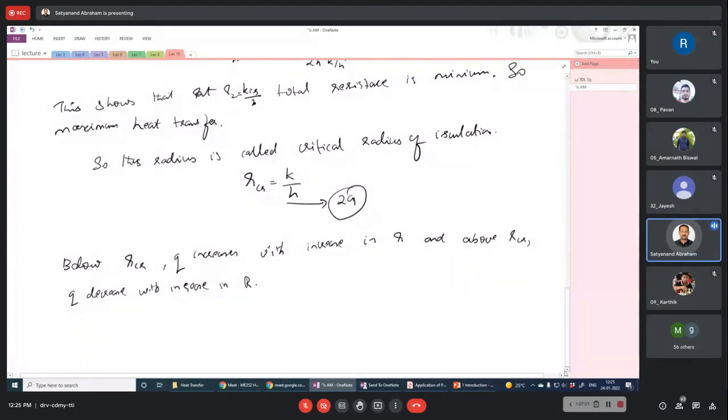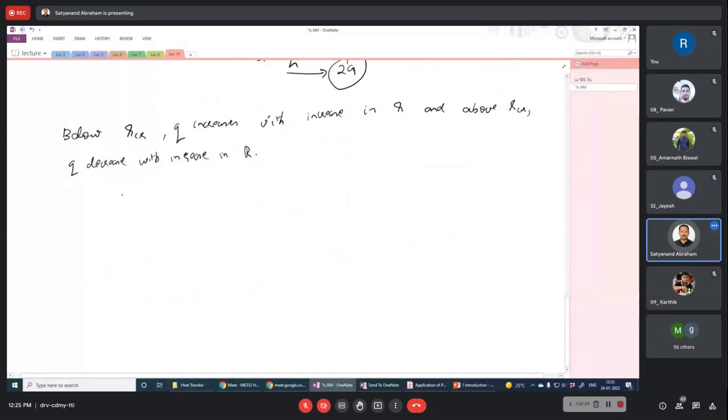Okay, so why is it so? In order to get a better picture, we can draw separately the R conduction and R radiation. This is the R2, which is increasing, and this is the resistance. So as R increases, what happens to the conduction resistance? It increases like this.